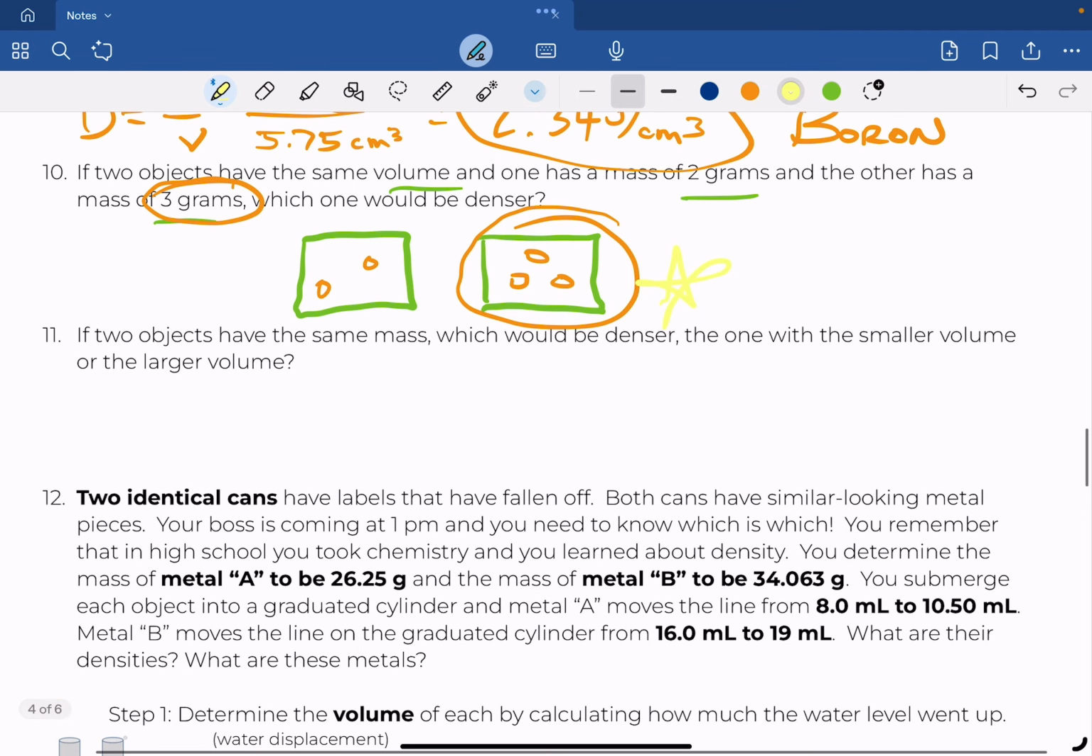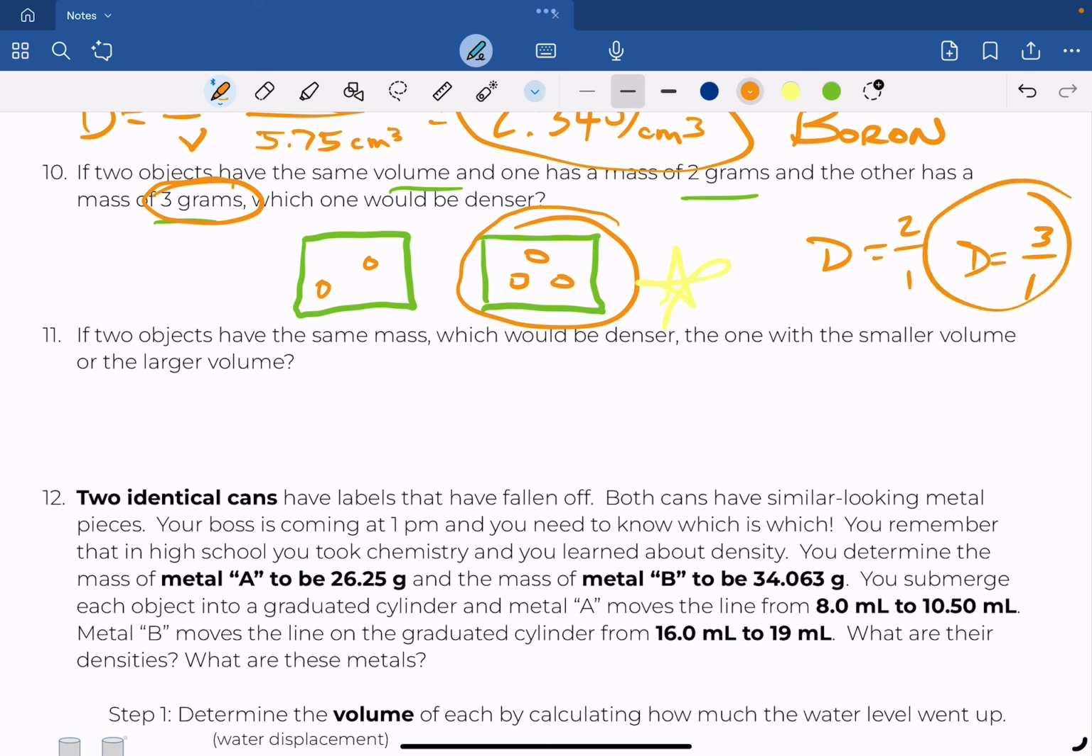The next one is a similar concept where you have to visualize it a little bit, or you can do it the math way too, that works. Or sorry, number 10, you could do density equals mass over volume, so 2 divided by 1, or density equals 3 divided by 1. The one with 3 would give you a larger density.